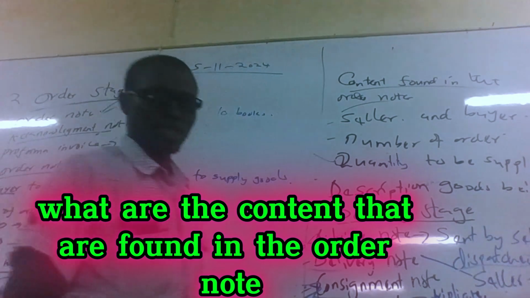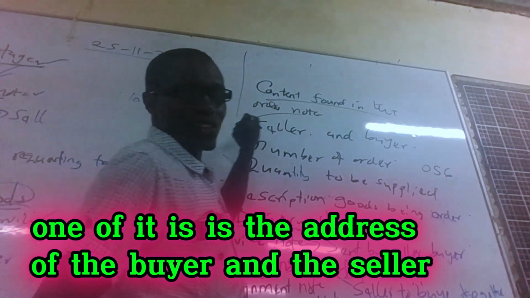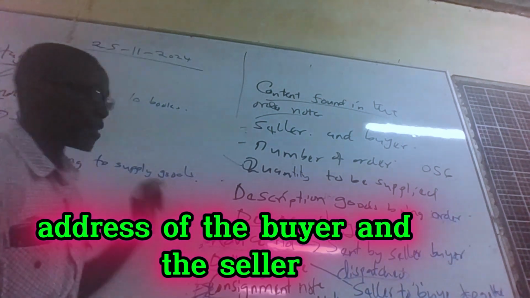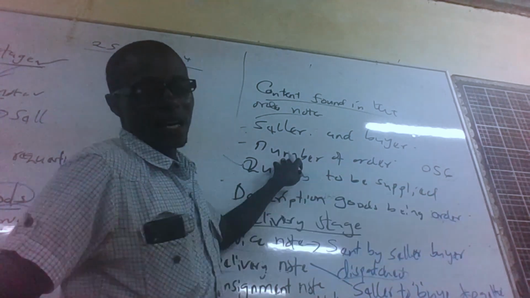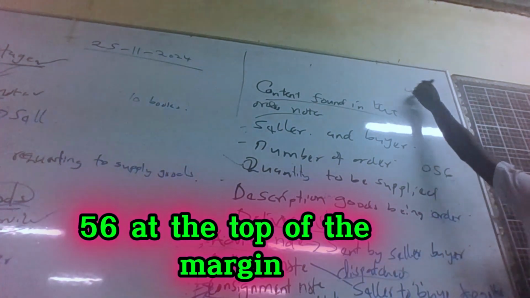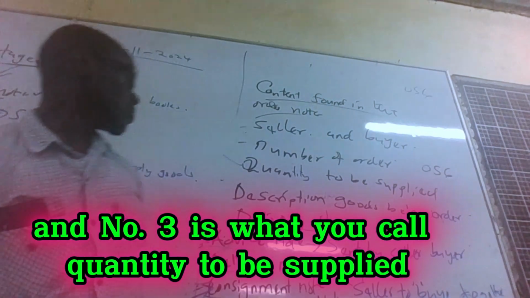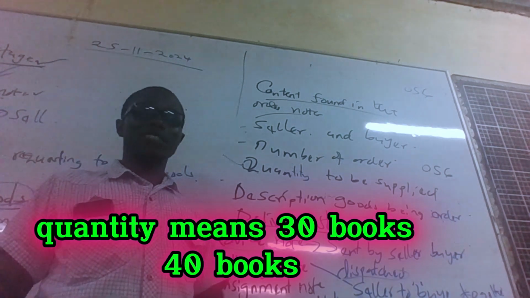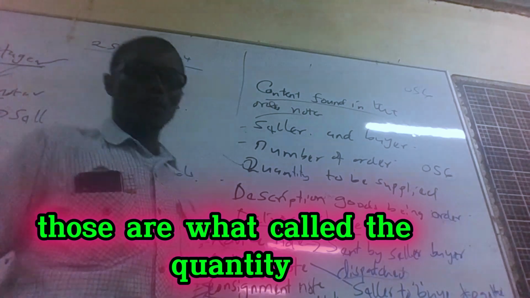Now we look at the content found in the order note. What are the contents that are found in the order note? One of them is the address of the buyer and the seller. Number two, we have the number of the order. For example, the order is written 056. You can write here 056 at the top. And number three is the quantity to be supplied. Quantity means 30 books, 40 books, 80 books, 100 books. Those are what we call the quantity.